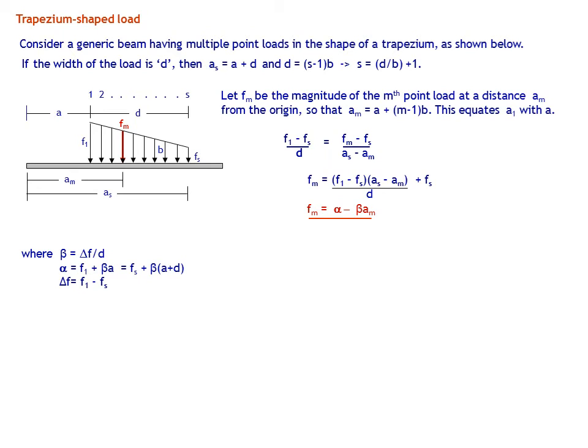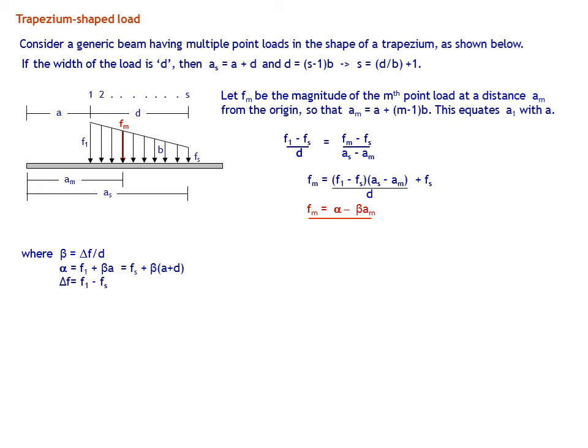Alpha can be written in two ways, either as alpha equals f1 plus beta a, or alpha equals fs plus beta into (a plus d). You can choose which one is the best for a given situation. For example, a rising triangular load would have f1 equal to 0, so the best equation to choose would be alpha equals f1 plus beta a, as this simplifies to just beta a when f1 is equal to 0. The second form would be better for a falling triangular load, as fs equals 0 there.